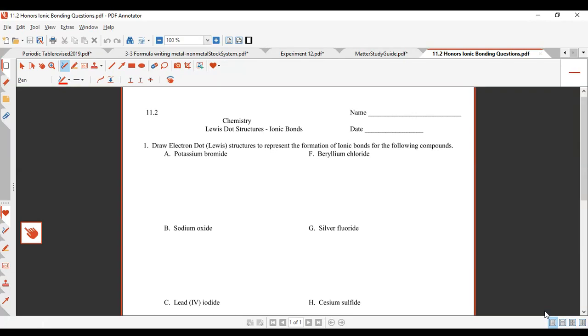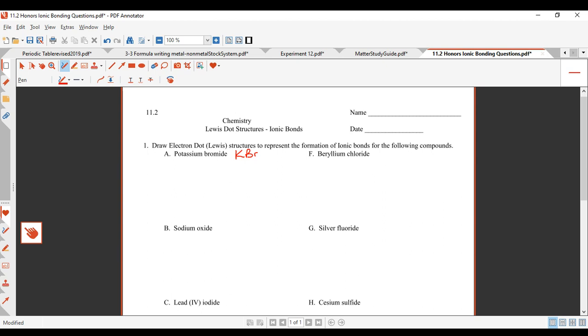Okay, so last thing I want to go over with ionic compounds is drawing Lewis dot structures. So I have here the worksheet you're going to be working on in Google Classroom, and I want to go through the different steps. So when you're doing these, you're going to be drawing Lewis dot structures for your ions. So first of all, potassium bromide, we know, has a formula of KBr from the matter unit.